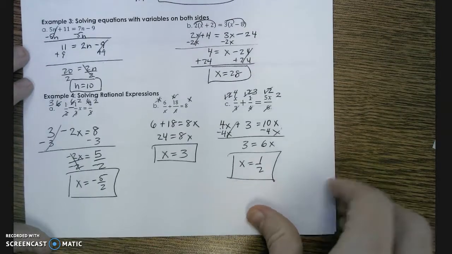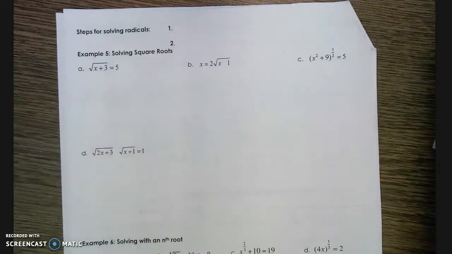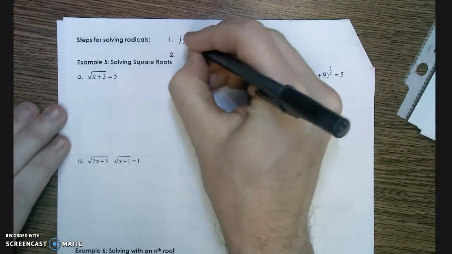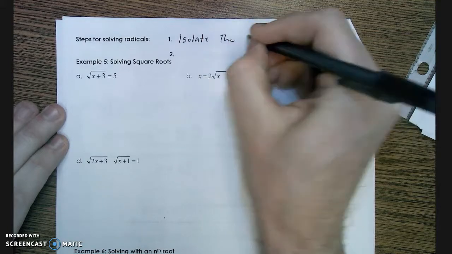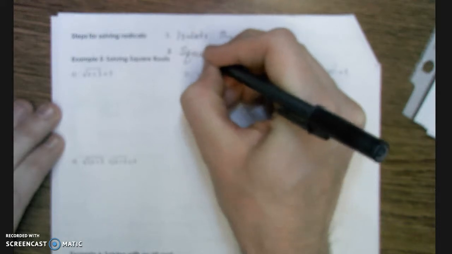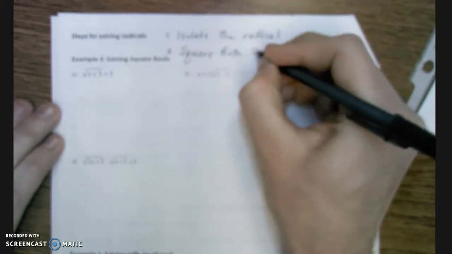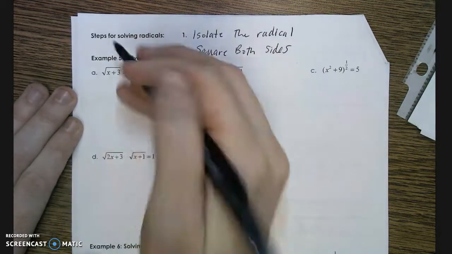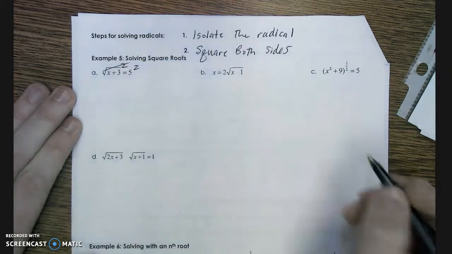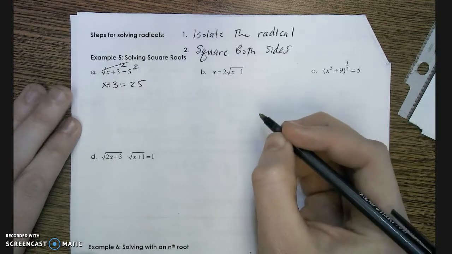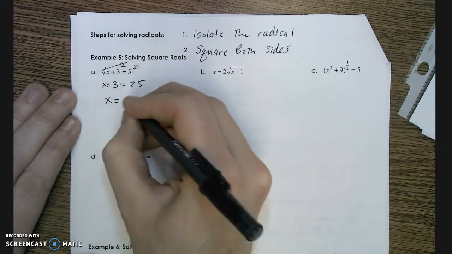In example 5, we're solving radicals. The first thing you want to do is isolate the radical. And then to get rid of your radical, you square both sides. So in part A, the radical is already isolated, so we're going to go to step 2, which is square both sides. And we get x plus 3 equals 25, and then you would just subtract 3 to the other side, which gives you 22.